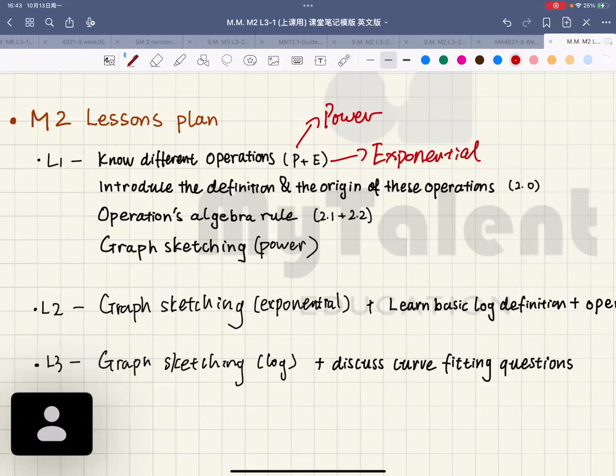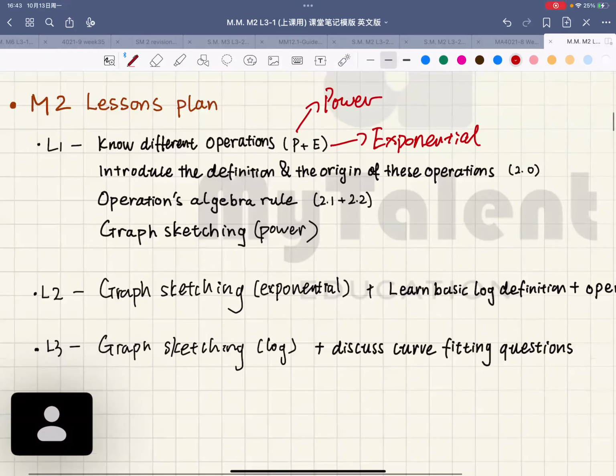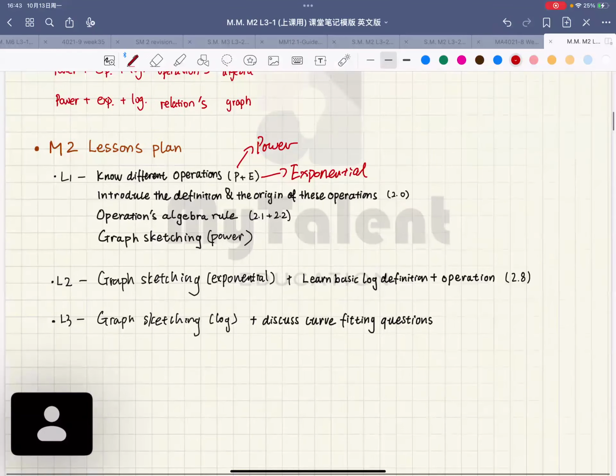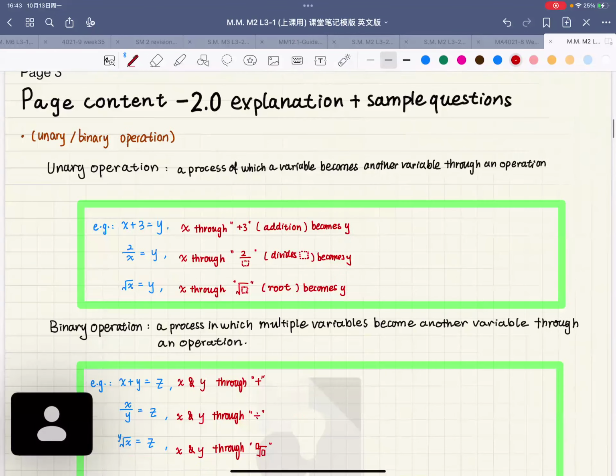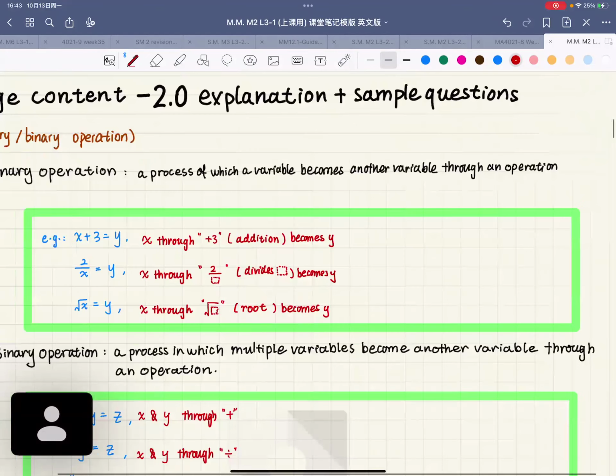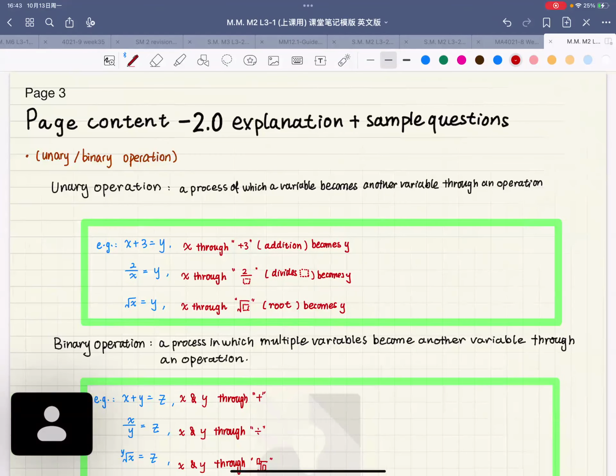Okay. Introduce the difference, the definition and the origin of these operations, algebra rule, and graph sketching. Okay, that's pretty much what we're going to cover in today's lesson. All right, let's make a start. That's the official start.